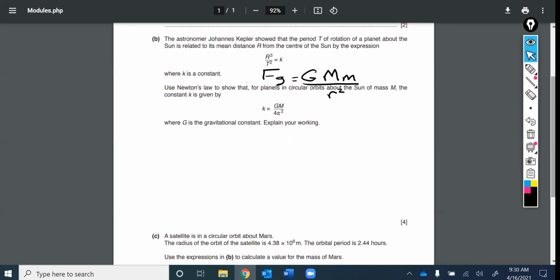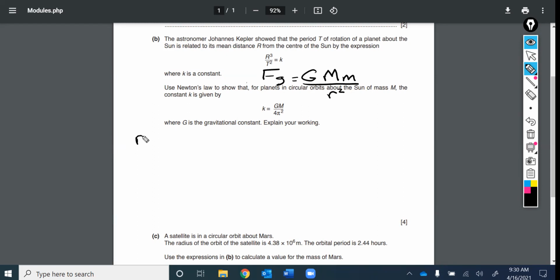All right, so we have to state Newton's law, and now we're going to use this law to show that this constant k, sort of Kepler realized this, there's a relationship between these things, there's some constant here. And Newton said it's equal to this, GM over 4 pi squared. Circular orbits, okay, so keep that in mind, that's something that we really emphasize here.